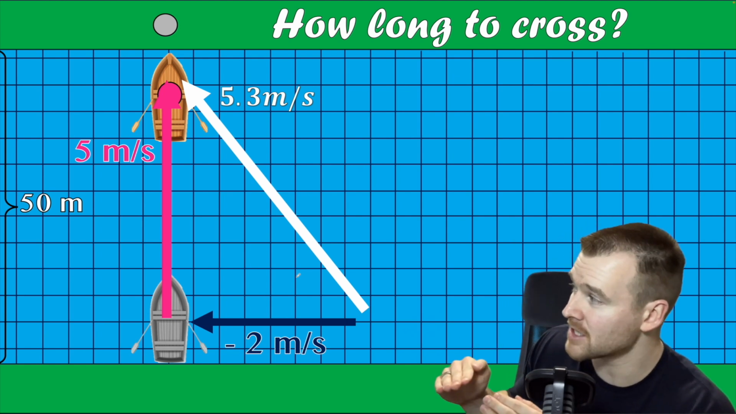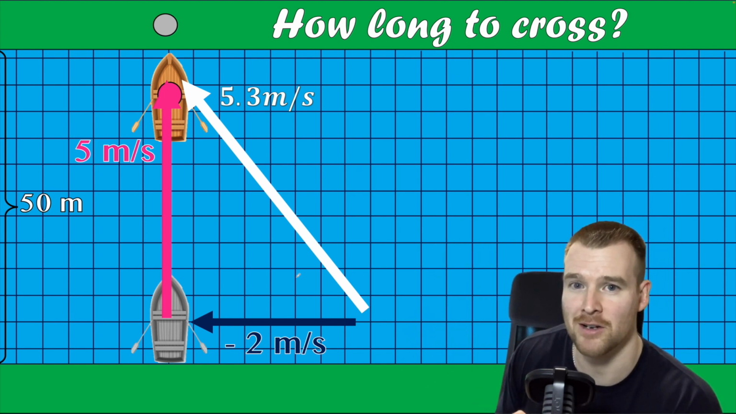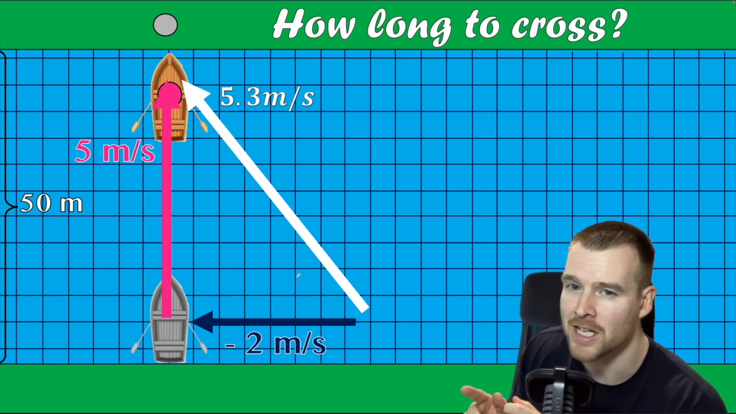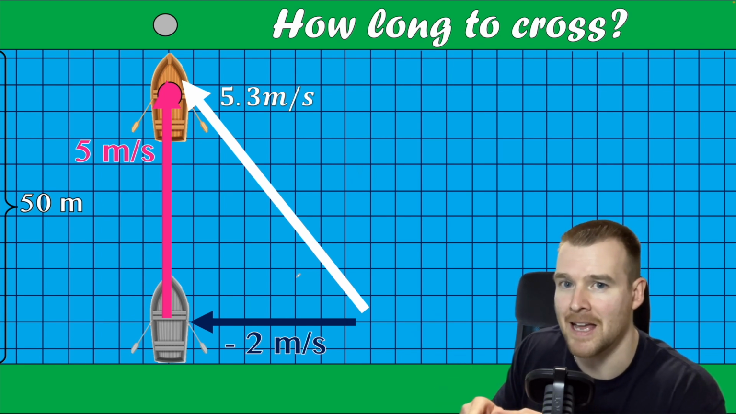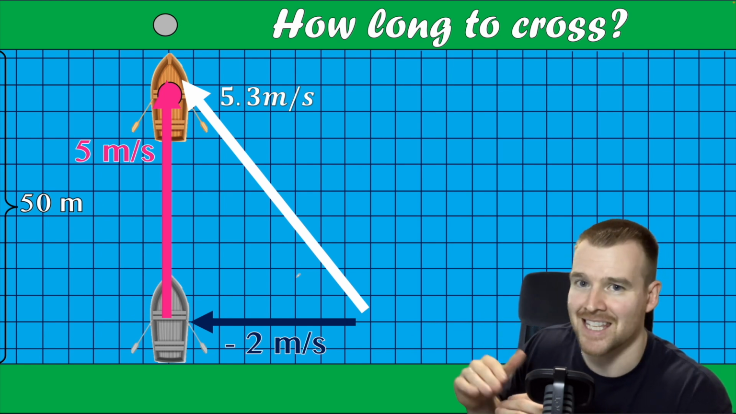So how fast are we crossing the shore? It's actually just the 5 meters per second, that pink line. So you always have to match your velocity and your displacement, that distance we're traveling, in the same direction.